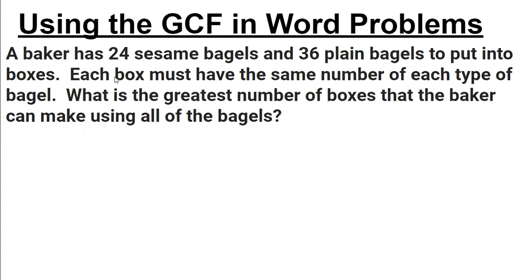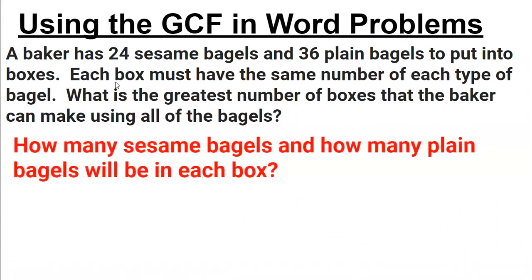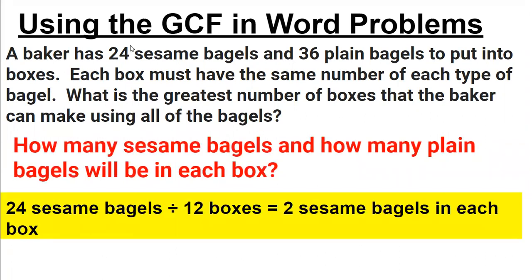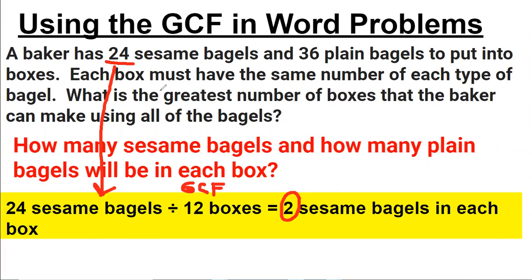Okay, same question, right? How many sesame bagels and how many plain bagels will be in each box? We haven't asked this question yet. We figured out how many boxes there are, right? Wasn't there 12? So we have 24 sesame bagels. Our problem told us that. So we're going to divide that by the 12 boxes, which was our GCF from the previous slide. And if we divide 24 by 12, we get 2 sesame bagels for each box.